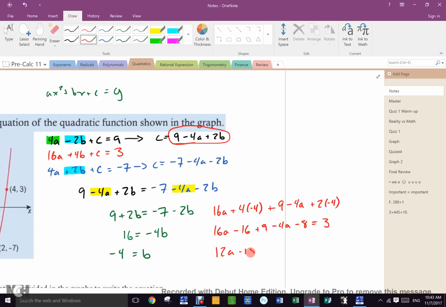Now what? Of course you would add 15 to both sides. It's algebra. What does a equal? 18 over 12, which is 3 halves, right? So there's my A, there's my B. And what does that allow me to find? Once I have A and B, what do I do?